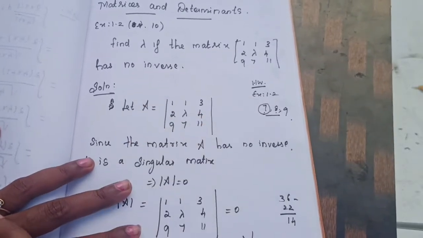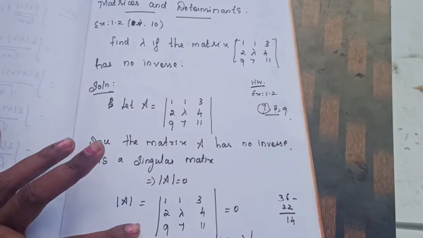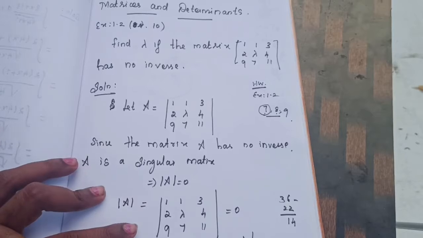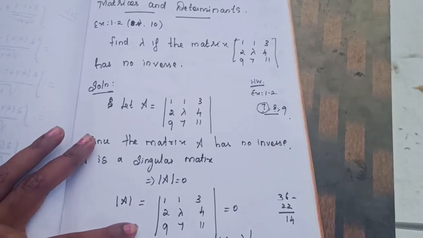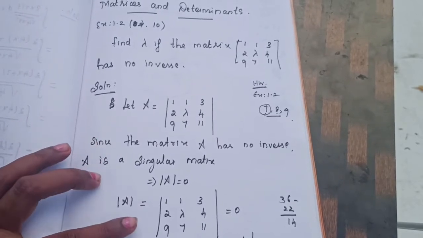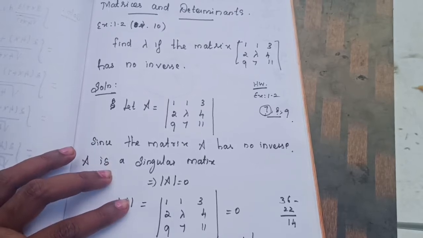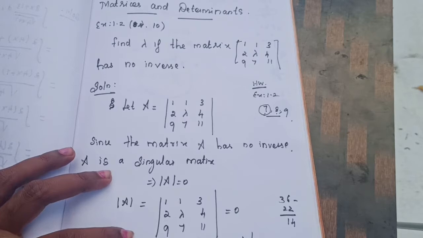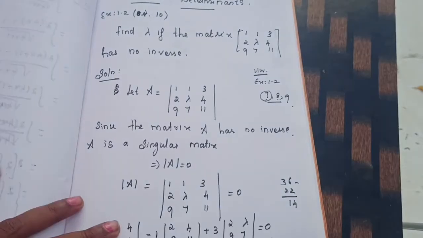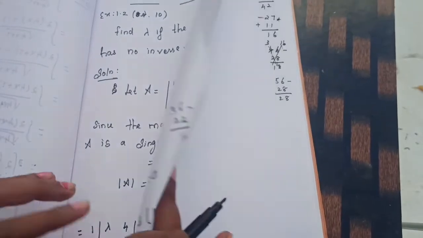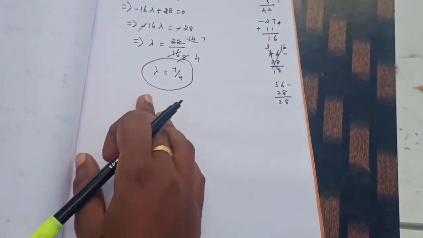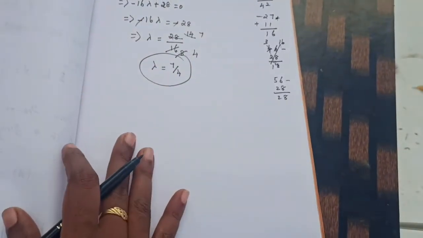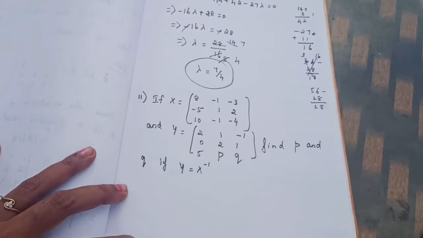It has no inverse. It is given in the question. If it has an inverse, A is a non-singular matrix. So no inverse means A is a singular matrix, so the determinant of A is equal to 0. Find the determinant and equate it to 0. If you simplify, you will get the answer as lambda is equal to 7.